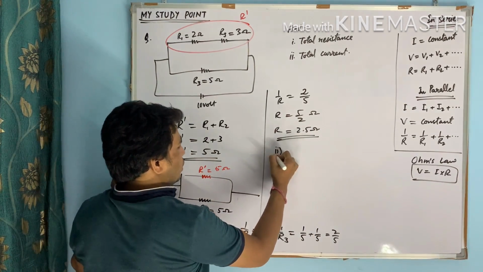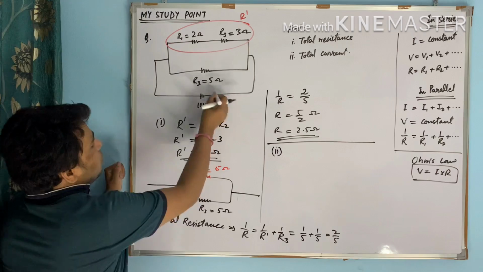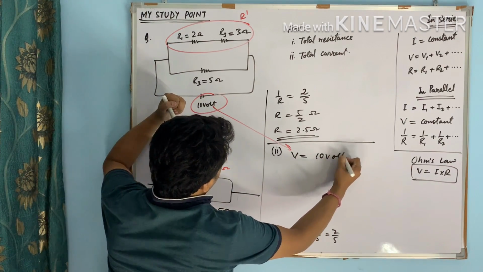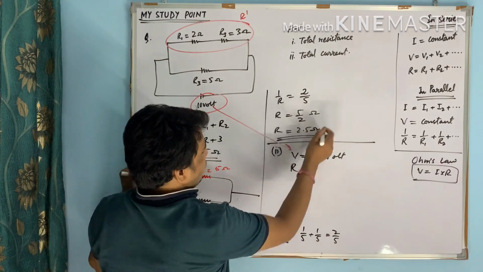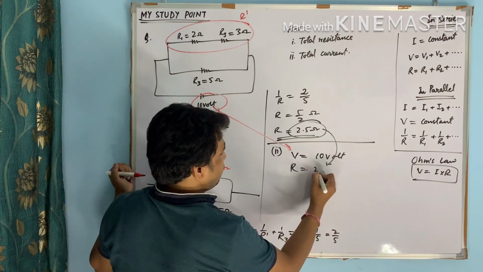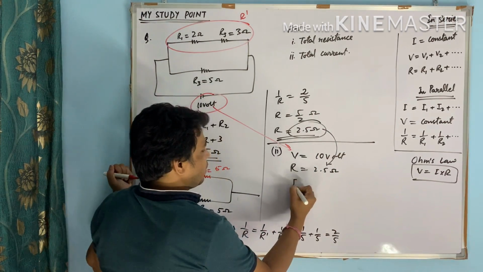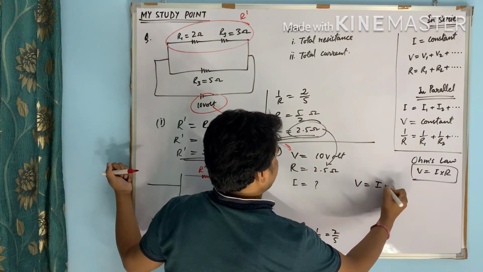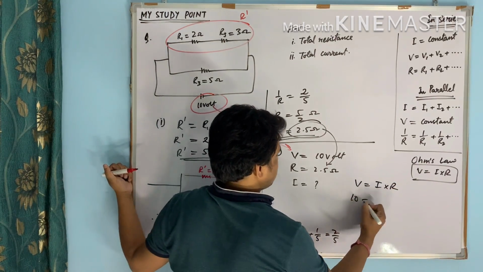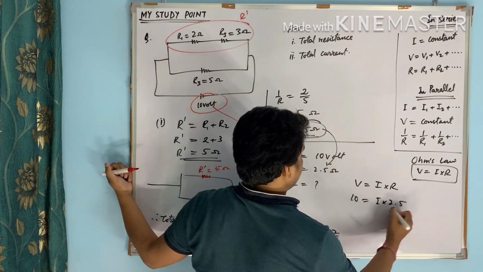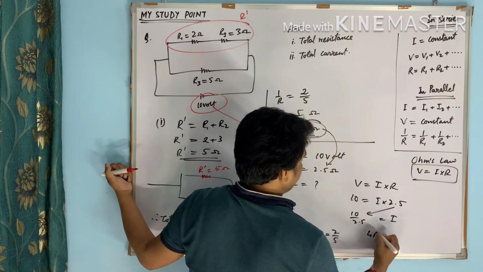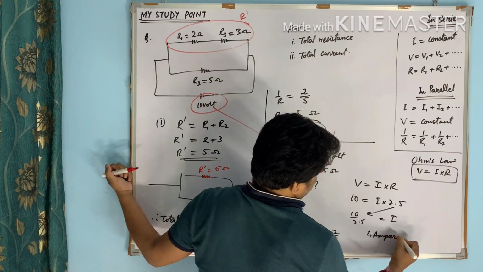For the second part, potential difference is given, 10 volt. Total resistance we calculated, that is 2.5 ohm. We have to find the current. So use Ohm's law, V is equal to I into R, that is 10 is equal to I into 2.5. So I will be 10 by 2.5, that is 4 ampere current.